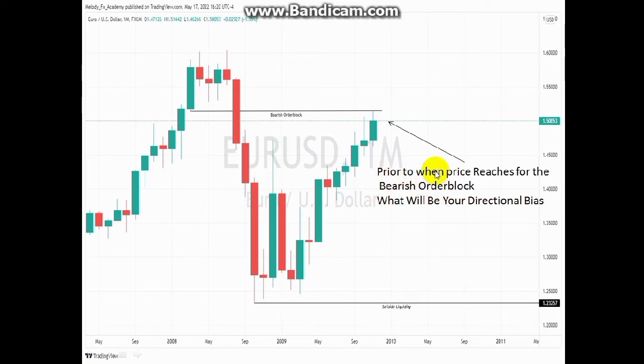Now, prior to when price reaches for the bearish order block, what would be your directional bias? Okay, that was the question we asked the other time, and obviously it's bullish, right? Now, what is resting below these old lows? Notice how the bodies of the candles are relatively equal. So this is liquidity. This is not just ordinary. This is liquidity being engineered.